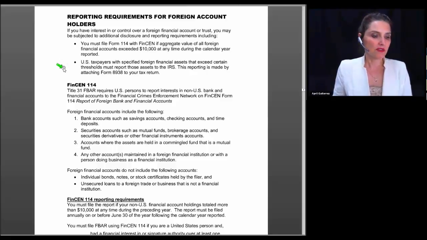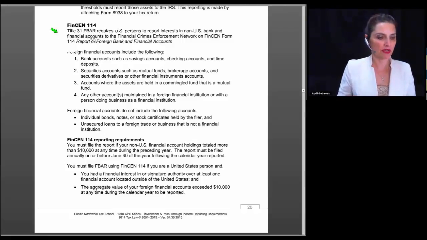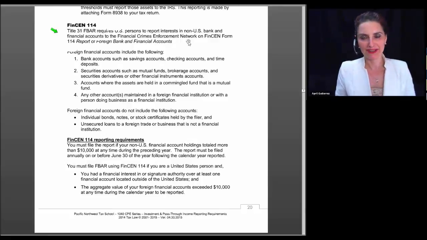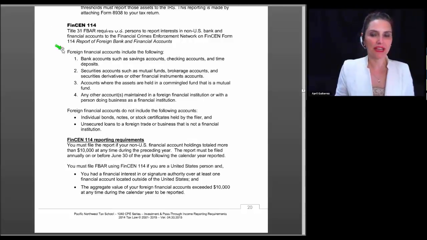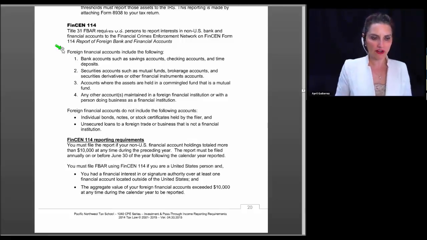In addition, U.S. taxpayers with specified foreign financial assets that exceed certain thresholds must report these assets to the IRS with their tax returns, and they do so by attaching Form 8938 to the tax return. Title 31 for FBAR requires U.S. persons to report interests in non-U.S. bank accounts and financial accounts to the Financial Crimes Enforcement Network on FinCEN Form 114, Report of Foreign Bank and Financial Accounts, which is where we get FBAR from. FBAR stands for report of foreign bank and financial accounts. And so you'll hear FinCEN and FBAR kind of used interchangeably, and when they are, they're referring to this Form 114 that needs to be filed.